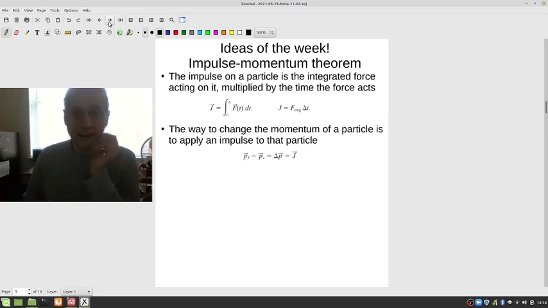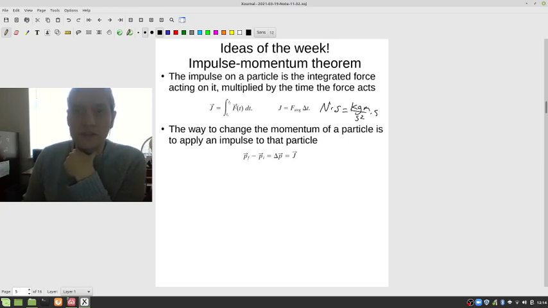So it has units of newtons times seconds. A newton is a kilogram meters per second squared, times seconds. It has units then of kilograms, with seconds squared on the bottom. One of the seconds will cancel out, so it would be kilograms times meters per second. Notice that this is the same unit as momentum because it's mass times velocity. So what we found is that if you want to change the momentum of the particle, you apply an impulse.